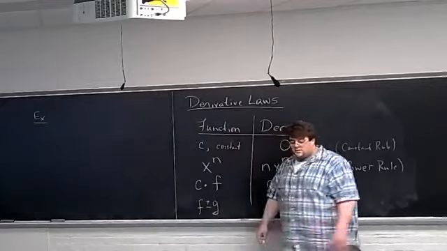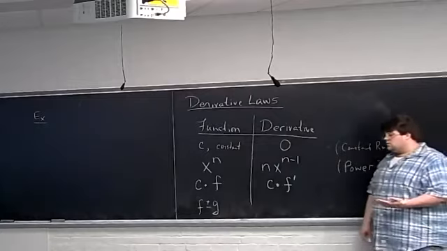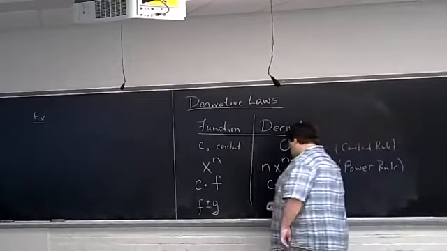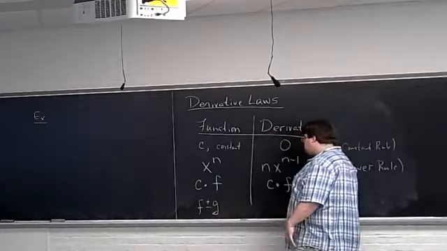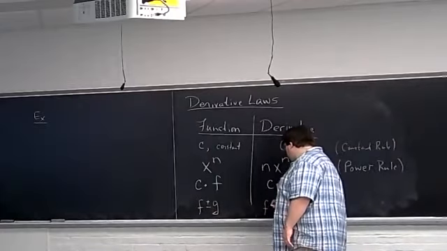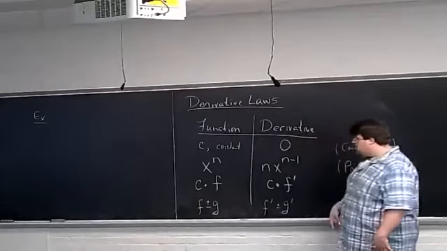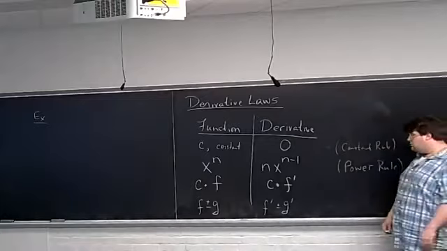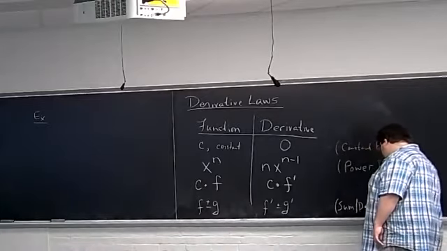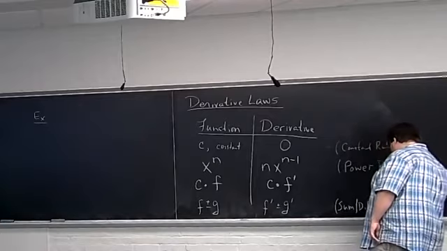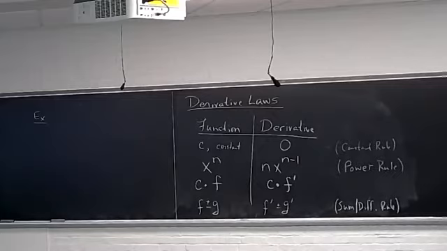Next, when we were doing limits, we had rules for sums and differences of functions. So we have f plus or minus g. With limits, we were able to do those limits one piece at a time. And we can do the same thing with derivatives. We can take the derivative one piece at a time. Sum and difference rule.